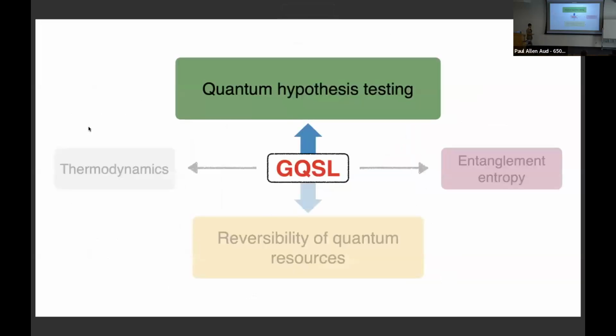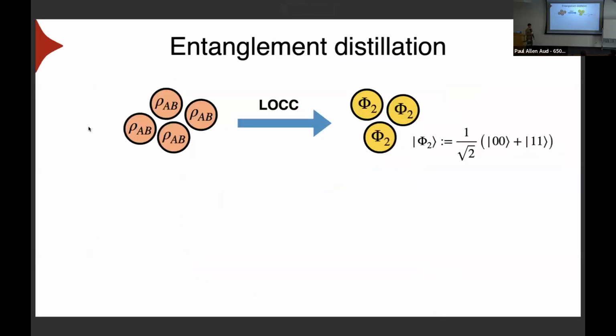Okay, right. So right now I hope I explained to you why this is important for quantum hypothesis testing, but what does the reversibility of quantum resources have to do with it? So that's my next topic. So first of all, entanglement distillation.